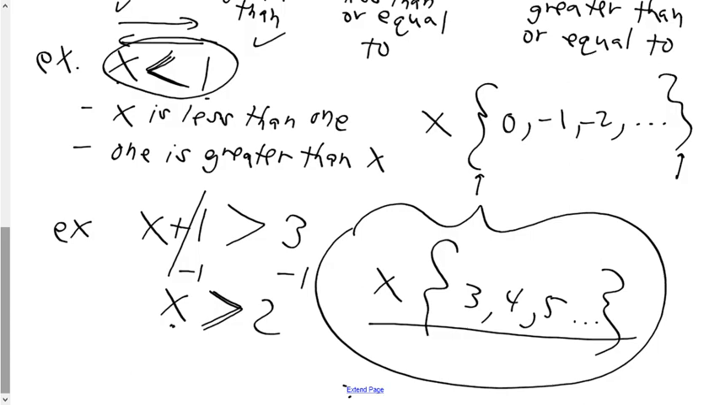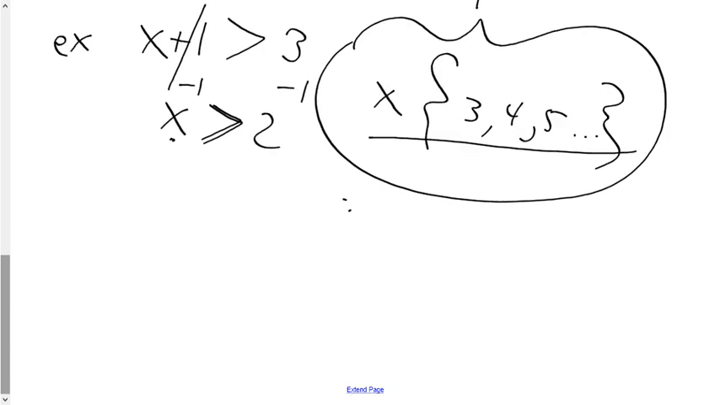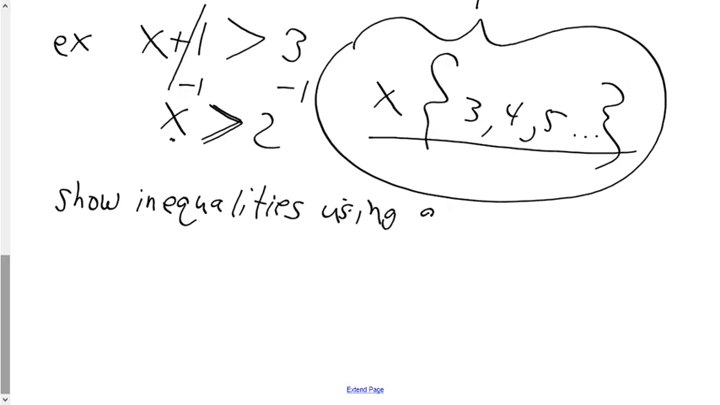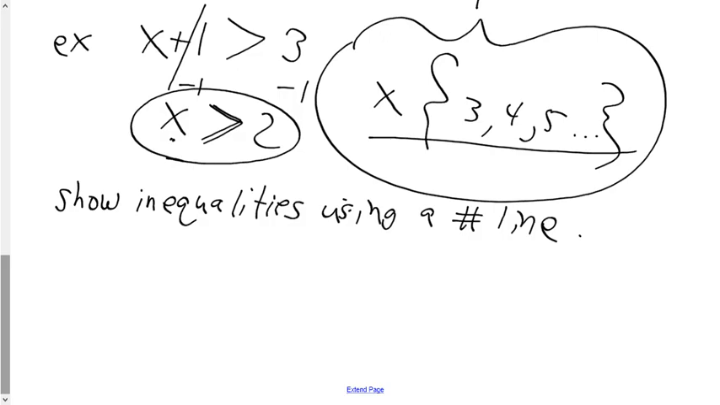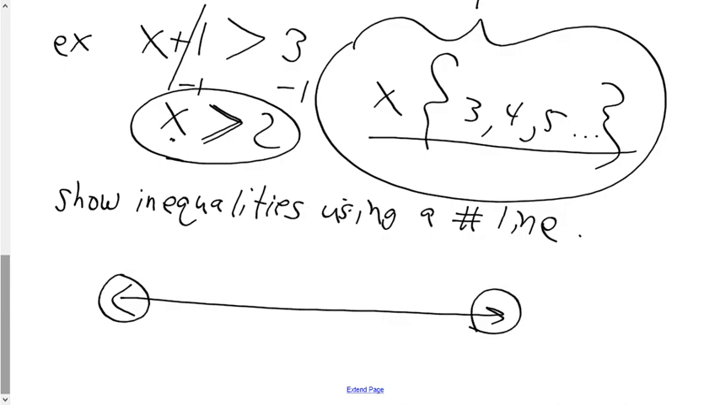Here's the different way. You can also show inequalities using a number line. All right? So we're going to use a number line, and I'm going to show you the solution here using a number line. So I'm going to make a number line. Since it goes in infinite directions forever, these little arrows here show that these number lines will go infinitely in both directions.